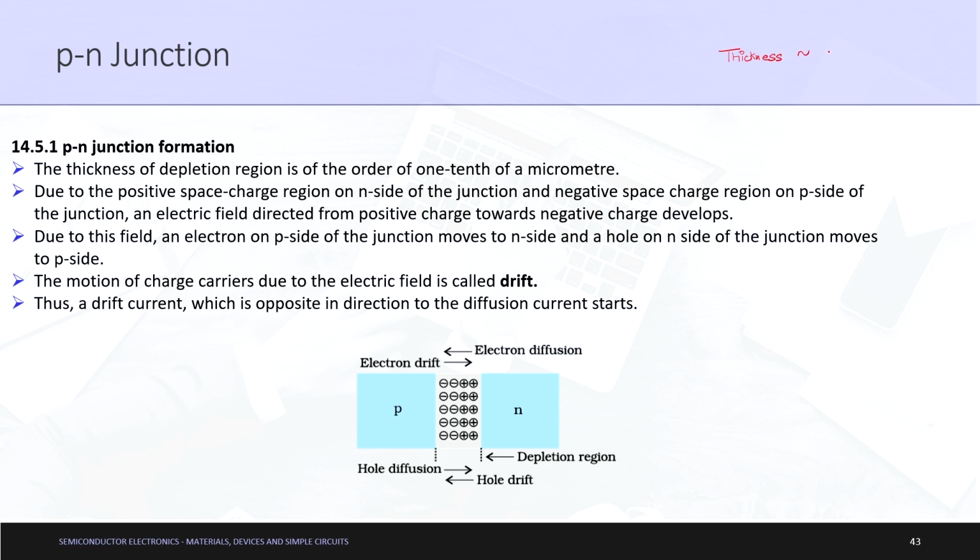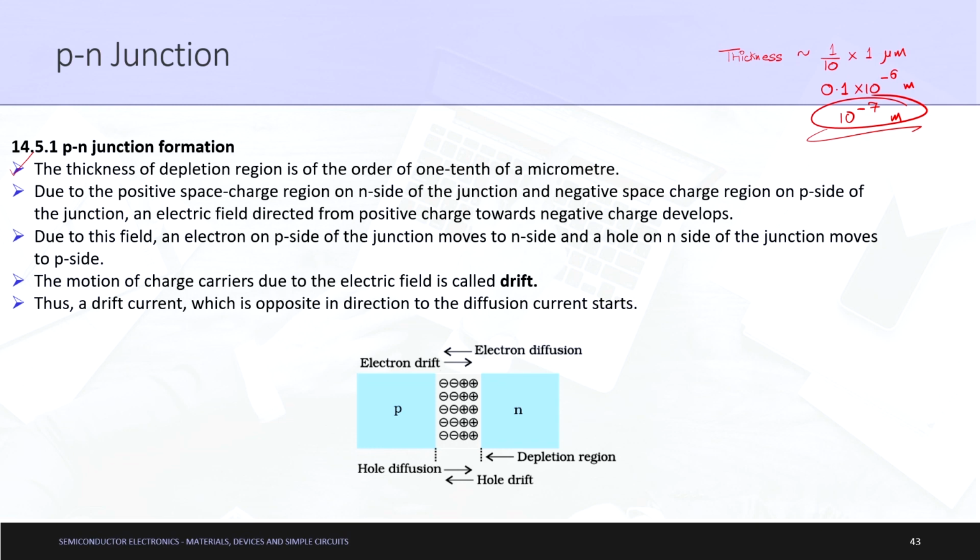Thickness is of the order of 1/10 of a micrometer. So basically this is nothing but 0.1 into 10 to the power minus 6 meter, or we can say this is nothing but 10 to the power minus 7 meter. We can understand how narrow the thickness of a depletion region is. Okay, so this basically is the depletion region here. Fine, so we understood the order of the thickness of the depletion region also.